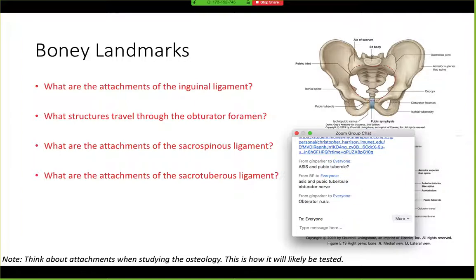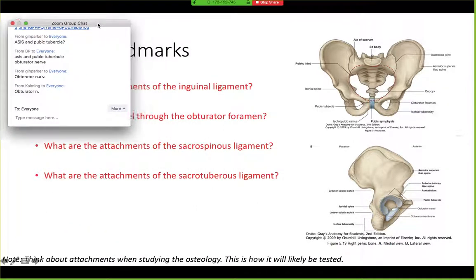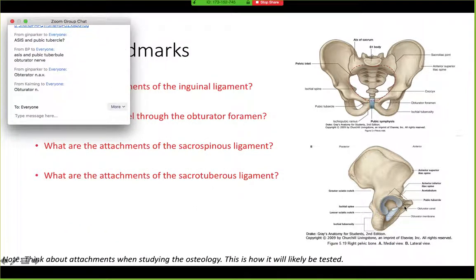All right, what structures travel through the obturator foramen? Obturator nerve and artery. Yes. All right, what are the attachments of the sacrospinous ligament? Yeah, so the ischial spine and the sacrum, right? So right here. Important prominence, ischial spine to the sacrum.